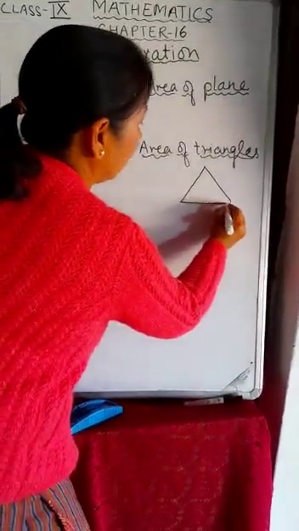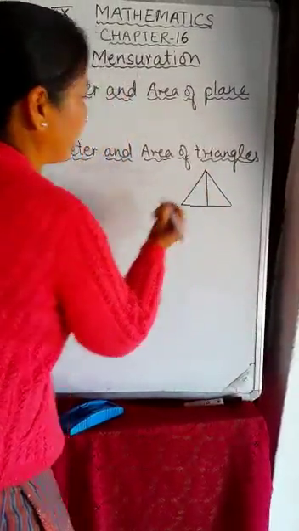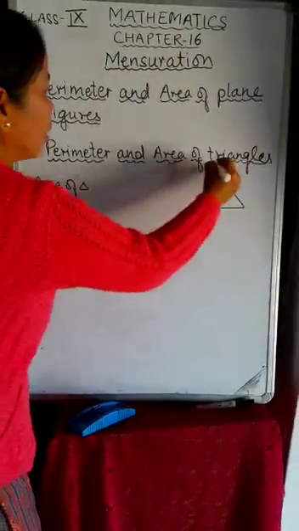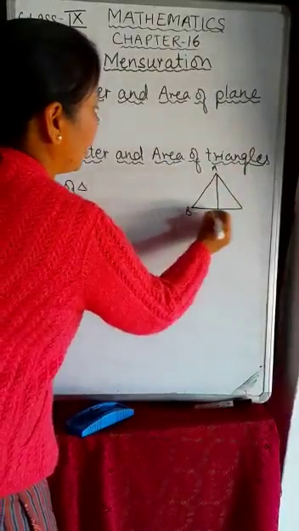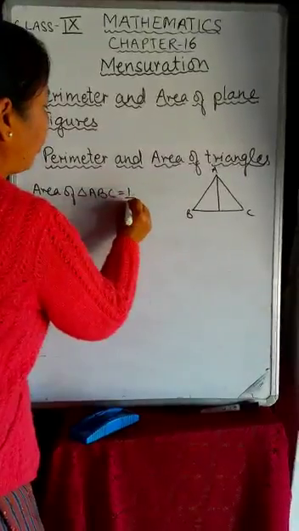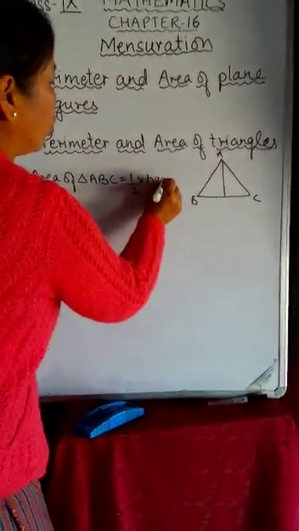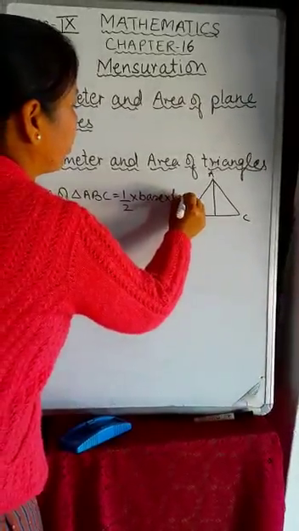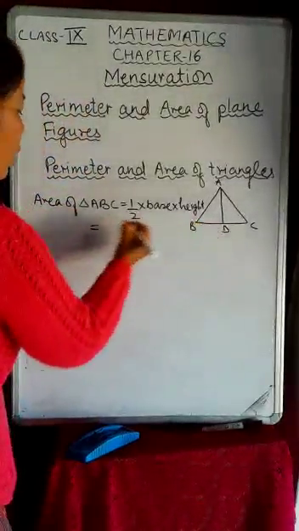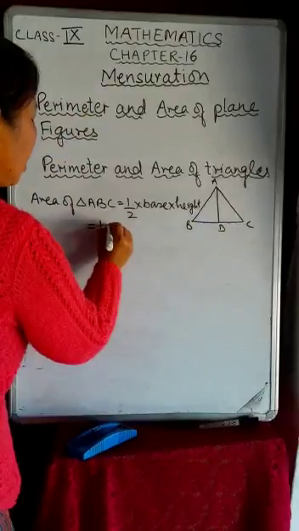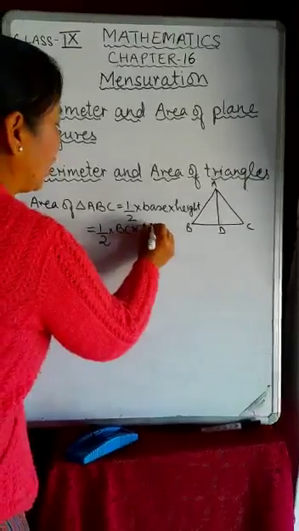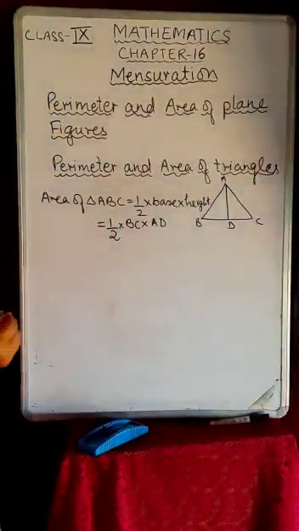Suppose this is the triangle. This is the height of the triangle. So here, suppose we name the triangle A, B and C. Area of triangle ABC is equal to half into base into height. Suppose this point is D. So according to this figure, the area of triangle ABC is 1 by 2 the length of BC multiplied by the height AD. This is the formula for the area of triangle ABC.